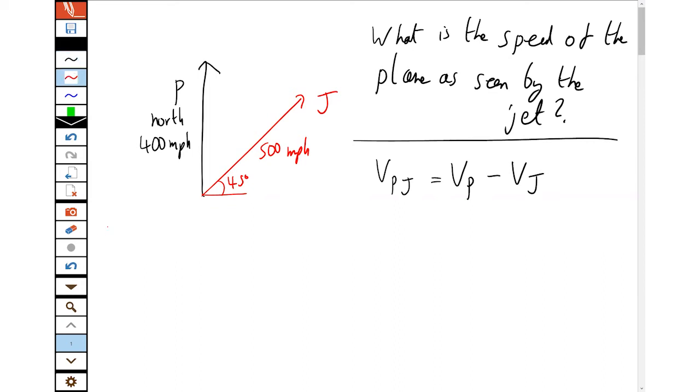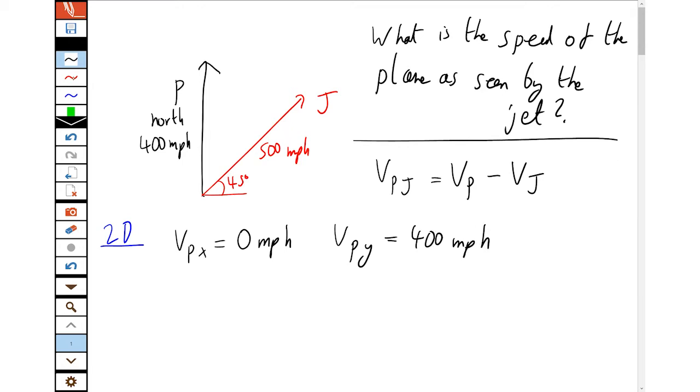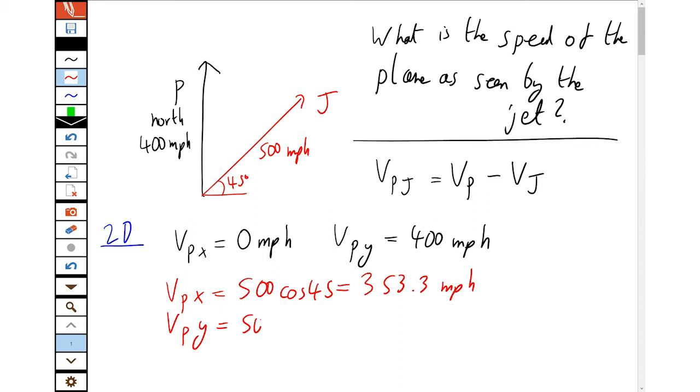Now this is a two-dimensional problem. We have x and y. So we break it up. We do x and we do y. So the velocity of the plane in x is 0 miles per hour. It's not going east or west. The velocity of the plane in y is 400 miles per hour because it's going straight north. The velocity of the jet in x is the velocity times the cosine of the angle, which is 353.3 miles per hour. And the vertical component is 500 times sine 45, which is the same answer.